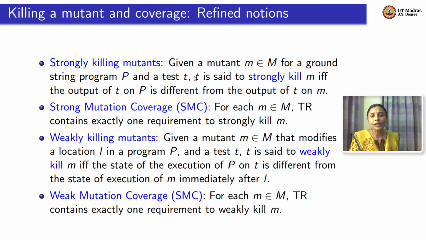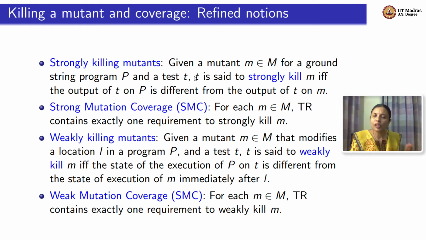The other notion is slightly relaxed. It says weakly killing a mutant. You take a program, apply one mutation operator, get a mutant, write a test case, and look at the state of the program immediately after the statement, the place where you applied the mutation. If the state in the ground string is different from the state in the mutant, in terms of the values of the variables being different, then you say the test case weakly kills the mutant.